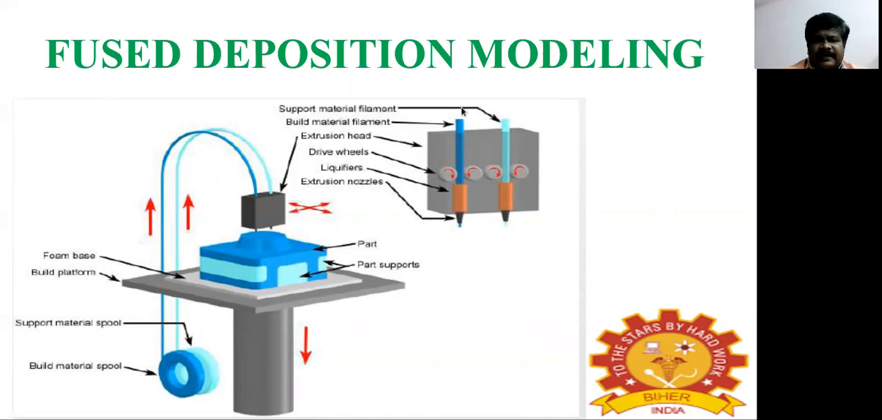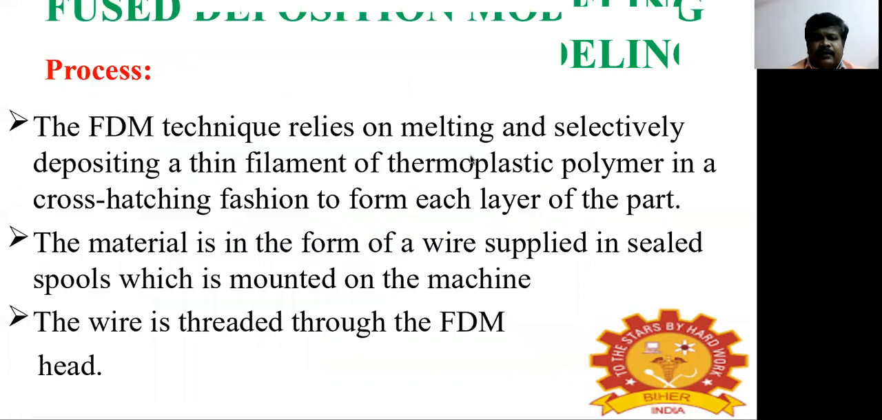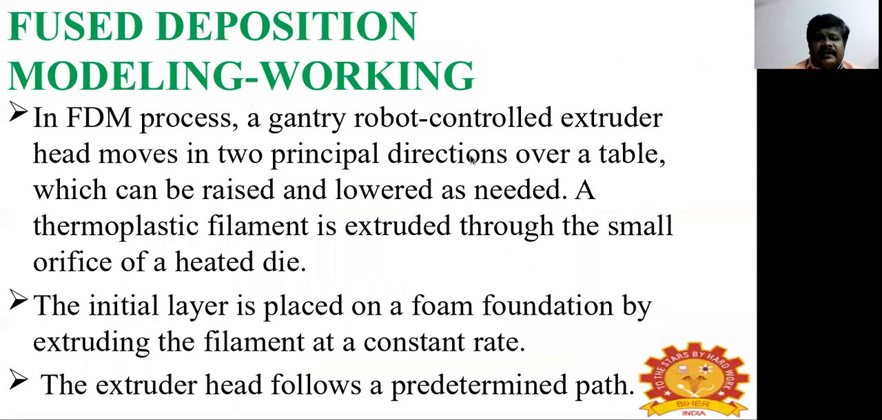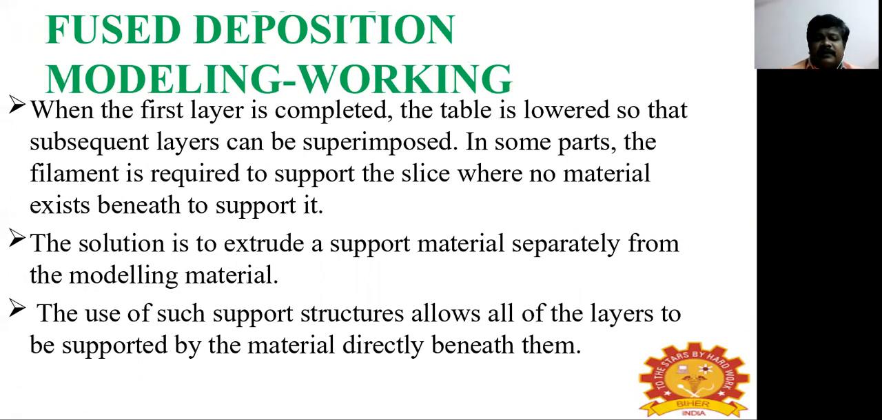So the support material filament is there, build material filament, extrusion head, drive wheels, extrusion nozzle. You can see the figure. So here that will be extruded through the orifice of our heated die. If we take the initial layer, we can place it on a foam foundation. So we can extrude the filament at a constant rate, and the extrusion head will also follow the exact predetermined path.